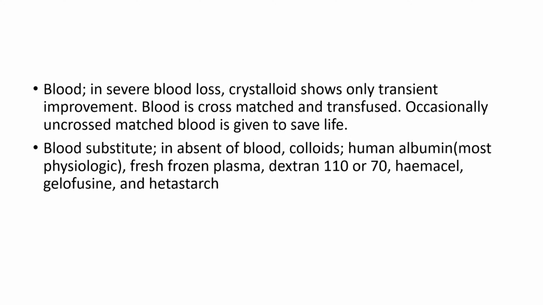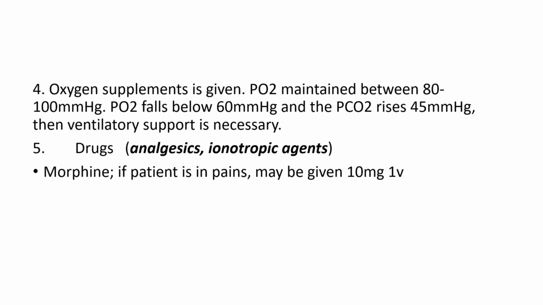For blood administration, in severe blood loss, crystalloid shows only transient improvements. Blood is cross-matched and transfused. Occasionally, uncross-matched blood may be given to save life. In the absence of blood, blood substitutes such as colloids may be used, like human albumin, which is most physiologic, fresh frozen plasma, hemacil, gelofusine, among others.